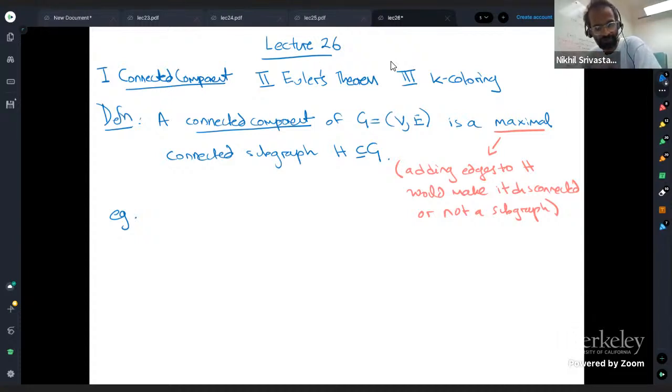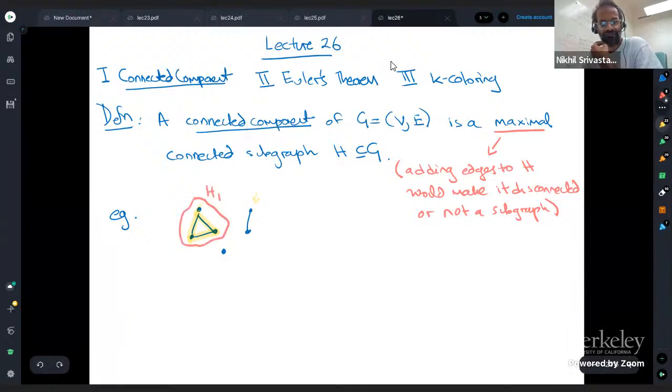Okay. So for example, here's a graph. Now there are various subgraphs here. So I could consider just this edge. That's a connected subgraph, but it's not maximal because I can add another edge to it. And it's still a connected subgraph. That's also not maximal. I can add one more edge to it. That's a connected subgraph. But now I can't add any edges. If I add any more edges to the subgraph, such as, say, this one, I'm going to end up with a disconnected graph. And so this is a connected component. So this is one connected component. Let's call it H1.